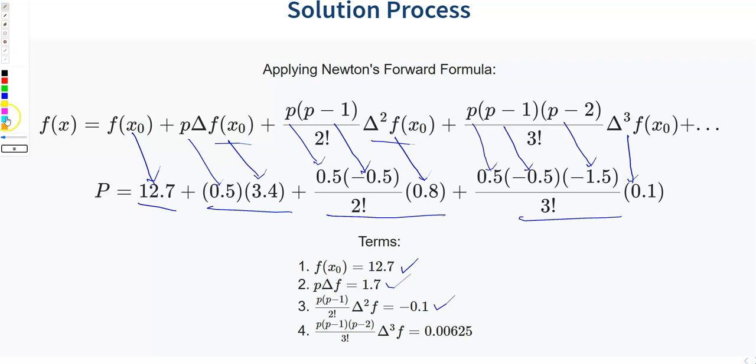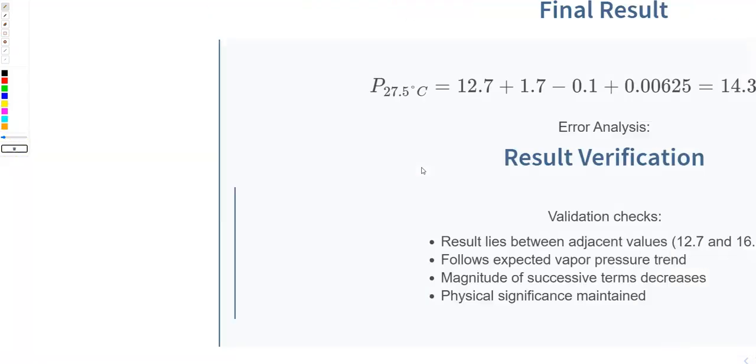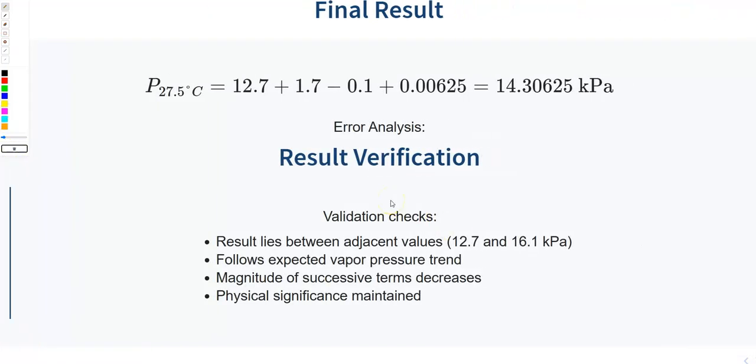After getting all these values, we can calculate the vapor pressure. So we got 12.7 plus 1.7 minus 0.1 plus 0.00625. After doing the calculation, we get the pressure as 14.30625 kilopascal.